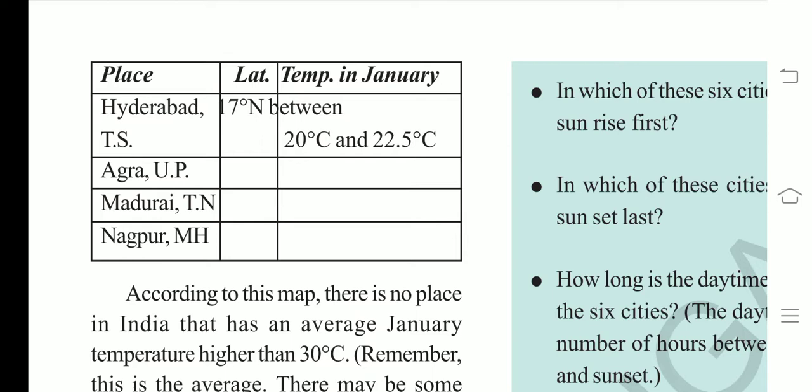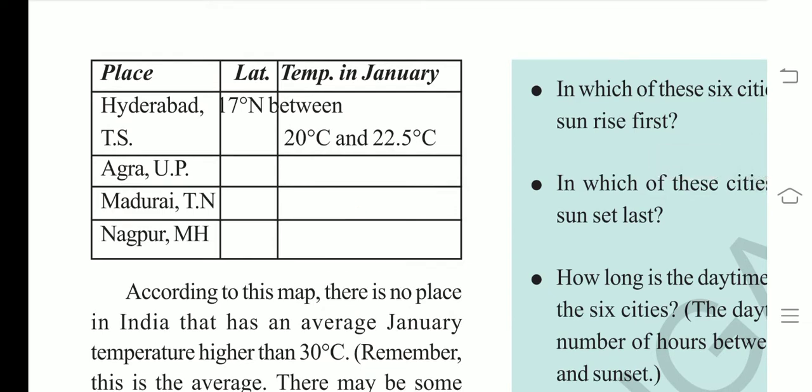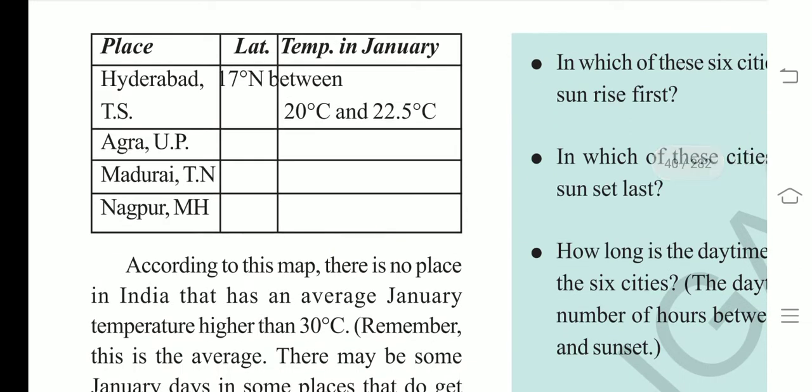And there the temperature recorded in the month of January is 20 degrees Celsius and 22.5 degrees Celsius. That means the temperature varies slightly from 20 degrees Celsius to 22.5 degrees Celsius. And you are asked to fill in the temperature recorded in the month of January at Agra, which is in UP, Madurai in Tamil Nadu, and Nagpur of Maharashtra.